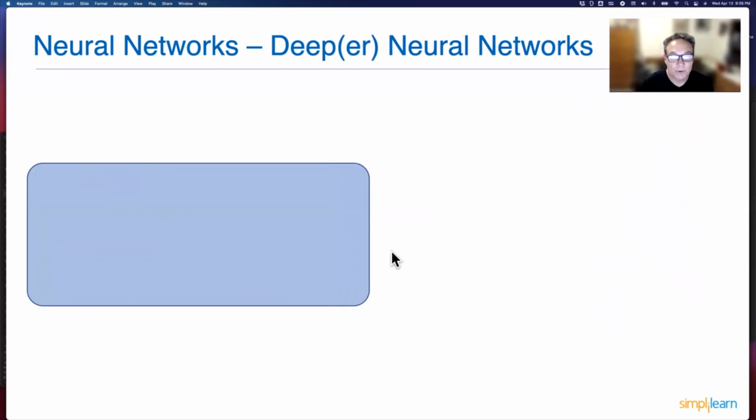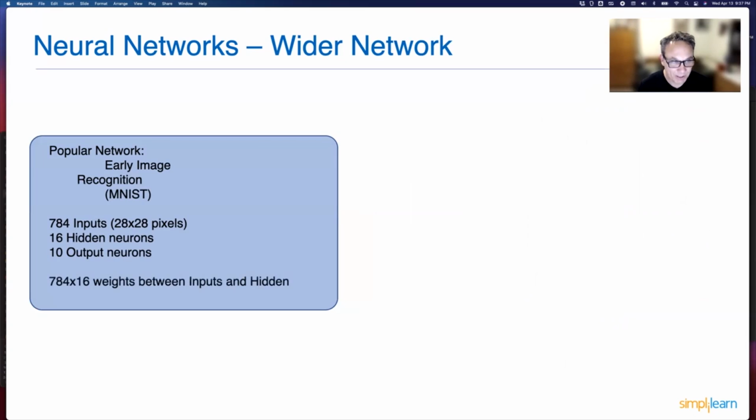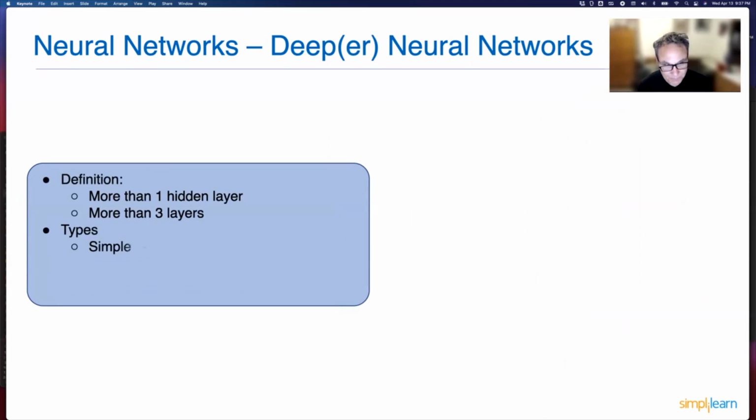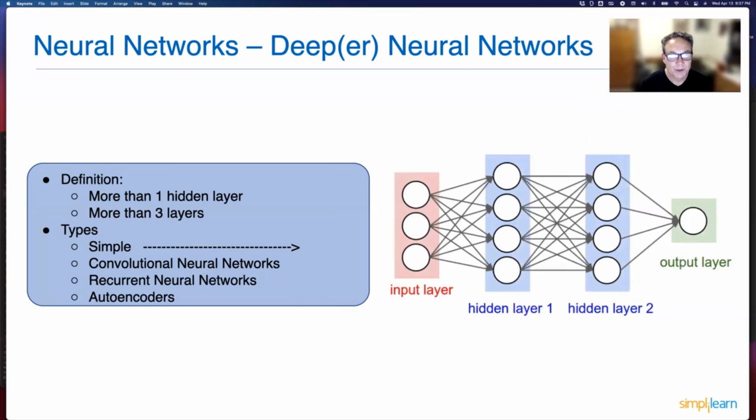All right, so let's talk about deeper neural networks. That was a very basic deep neural network. Let's go and look at deeper neural networks. Before, we had just one hidden layer. Now let's do more hidden layers. Now we have two hidden layers.